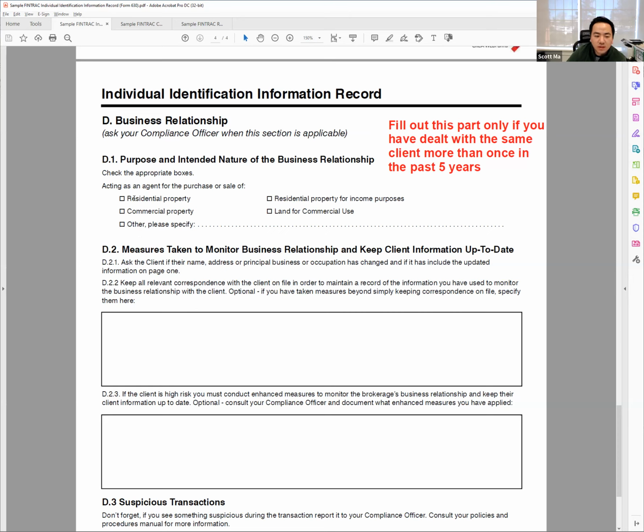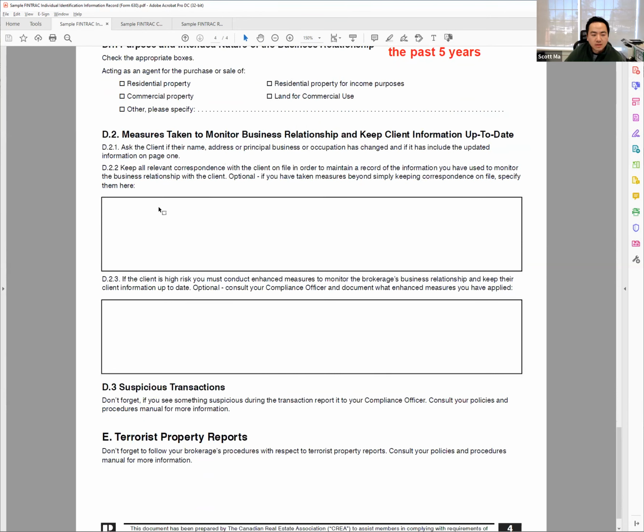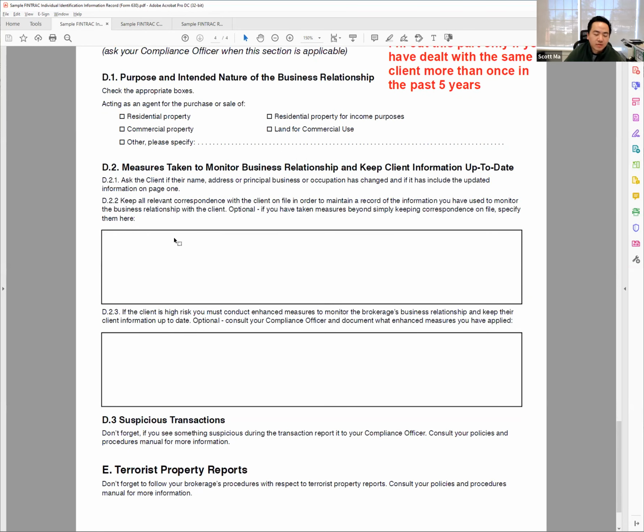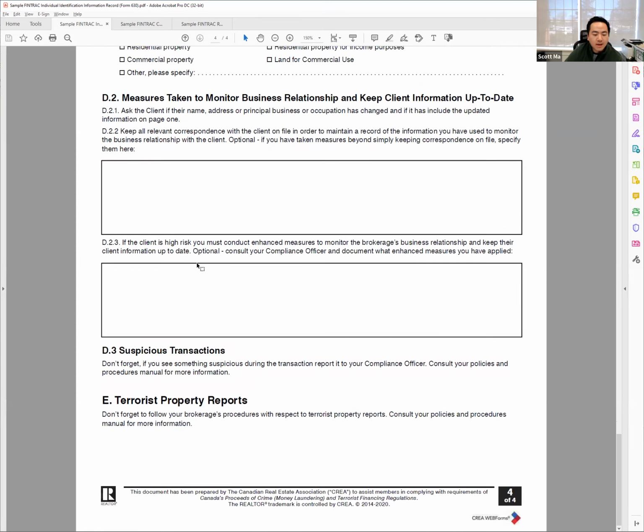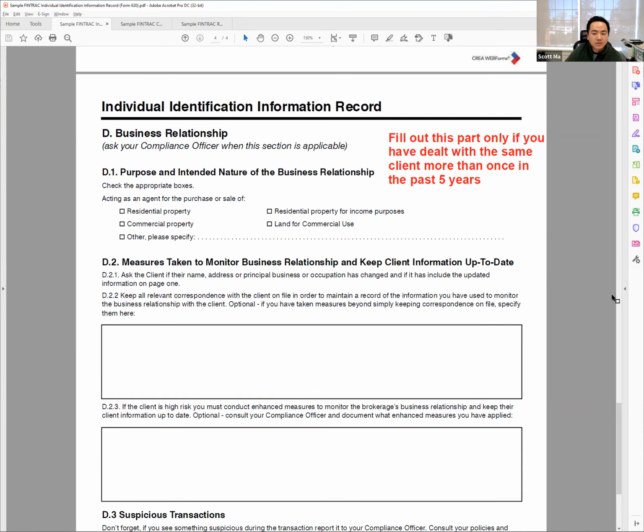And, it's pretty straightforward. Again, D1 is just what are you acting for your client on, is it residential or commercial property? And D2 really is just what have you been doing to monitor this relationship and keep the client information up to date. So, do you email them? Do you speak to them over the phone regularly? What kind of records are you keeping? What kind of information are you including in your file? And, that's really it for the individual ID record.